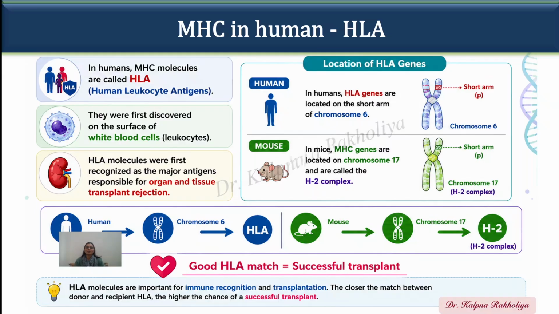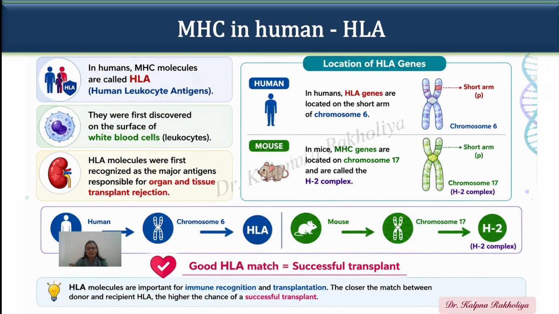So let's talk about MHC as human leukocyte antigen. In humans, MHC molecules are called HLA. HLA means human leukocyte antigen. Why are they called HLA? They were first discovered on the surface of white blood cells, that means leukocytes, and HLA molecules were first recognized as the major antigens responsible for organ and tissue transplantation rejection.